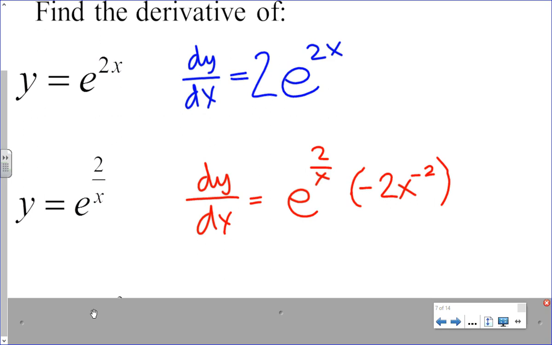What's the negative 2? Well, since this is 2 times x to the negative first, when we do the power rule, the negative 1 comes out in front. Okay. All right, next example.